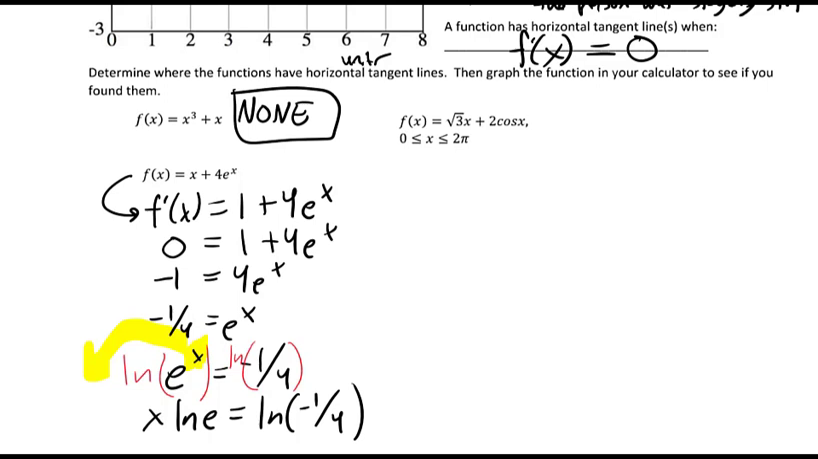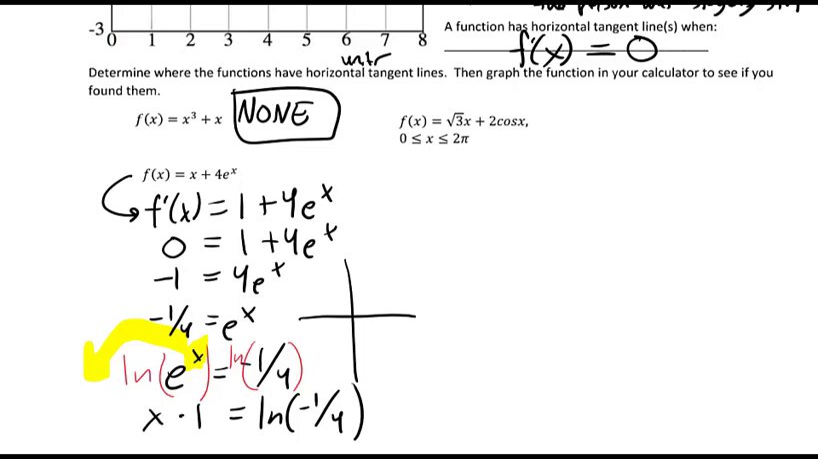So what I did there in red is a common trick. Taking the log of both sides allows you to bring that exponent down. And in calculus, it's almost always natural log. Natural log of e is just 1, because this is saying e to what power gives you e, so x times 1. But the problem with this is you can't take the log of a negative number.